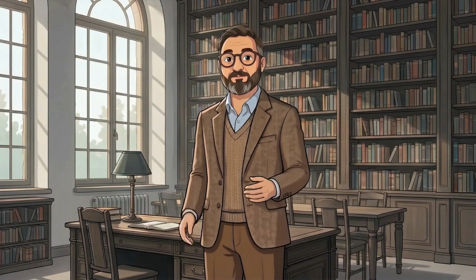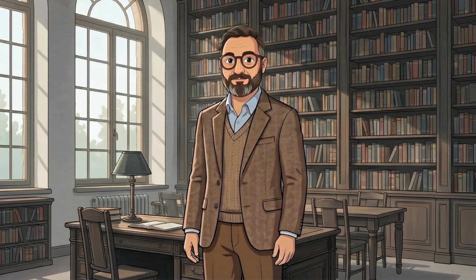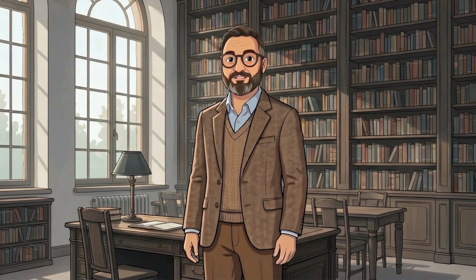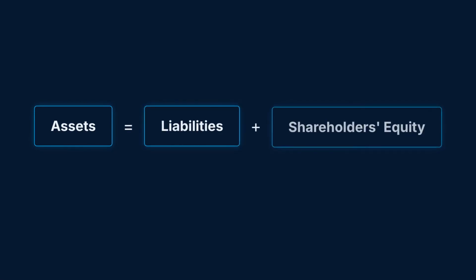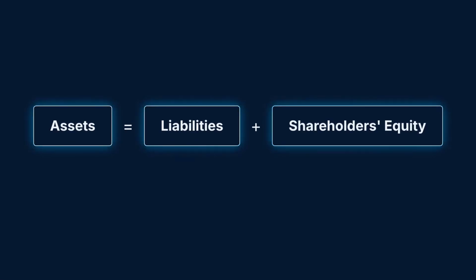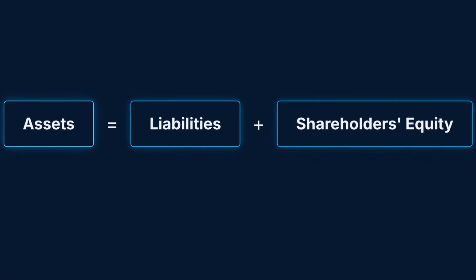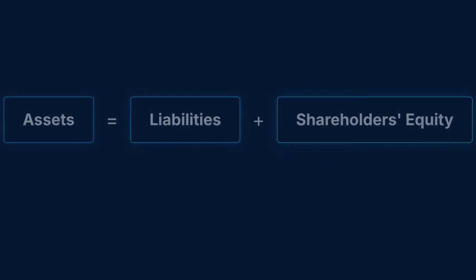In our previous lesson, we discussed the 5 main account types. Today, we'll see how these pieces fit together. The accounting equation is the master blueprint for all financial statements. The accounting equation is this: assets equal the sum of liabilities and shareholders' equity. Simple, right? But this equation tells us exactly how every financial record is constructed.